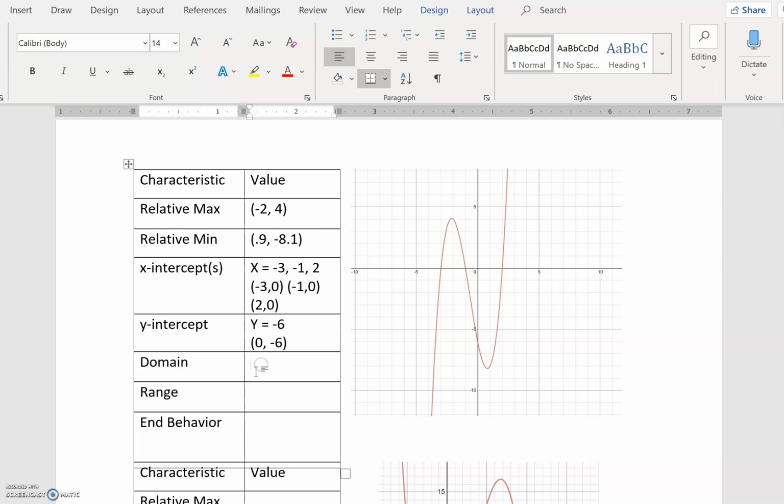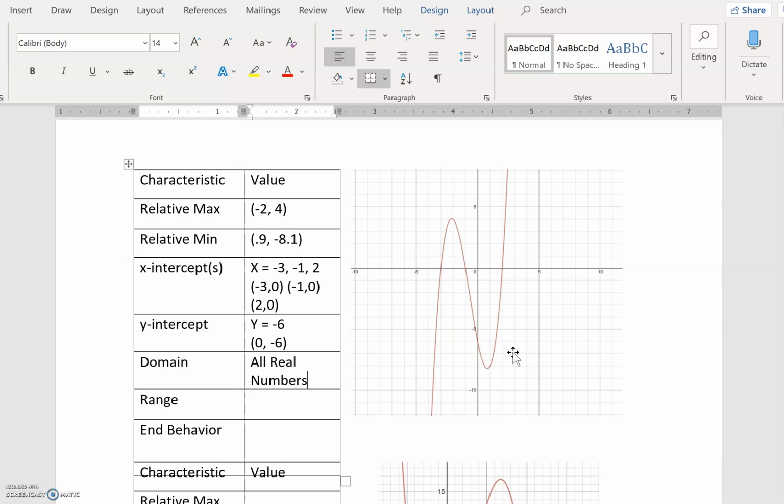Now remember that the domain represents the x values, so where this graph exists along the x values. So this graph's going to continue to get wider forever and ever, and it's going to hit every x value on its way there. And on the right side of the graph, it's going to continue to get wider and wider. So it's going to hit every x value as it continues to get wider on the right side. And in between, it's hitting every x value. There's no break in our graph. So our domain is all real numbers.